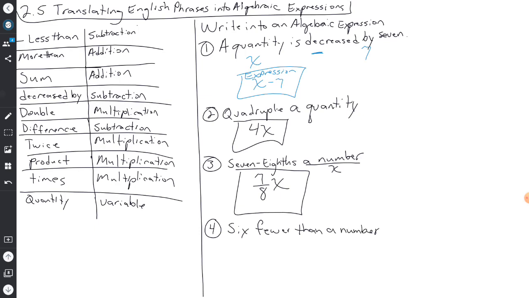Six fewer than a number. What would that expression look like? You have to be careful. Let's look at it. Six fewer than, yes, it is subtraction, but it's 6 fewer than a number. X minus 6, because it's 6 fewer than that number. So we find the number and we take 6 away from it.